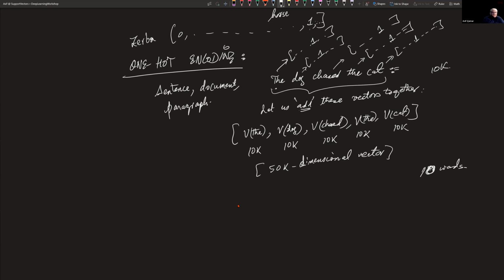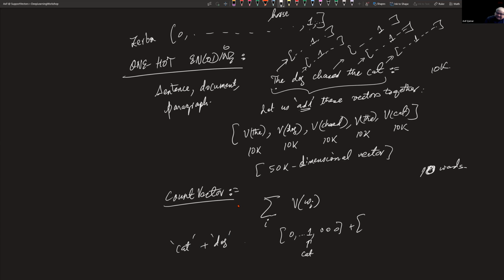The other way that you could do it is you could create something called the count vector. Now, what in the world is the count vector for this sentence? The count vector just does a summation of the word vectors, V for each word I, for all the words. So suppose you have cat plus dog. It will become 0, 0, 0, somewhere is the cat, let's say this is the cat, plus 0, somewhere is the dog. And so this will become quite literally vector addition. So you'll end up with a single vector like this. Do you see that?